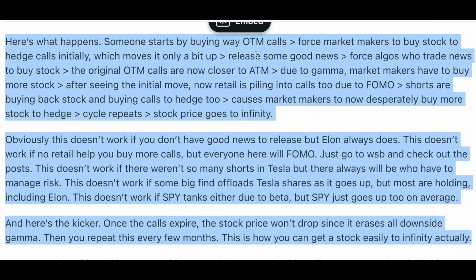Then you get good news release. This used to happen all the time for Tesla when it was raging, right? That forces algos who trade news to buy stock. The original out of the money calls are now closer to at the money due to the gamma, right? Market makers have to buy more stock after seeing the initial move. Now retail is piling into the calls due to FOMO. Shorts are buying back stock and buying calls to hedge too. This causes market makers to now desperately buy more stock to hedge. Then the cycle repeats, and then the stock price goes to infinity, okay? And so I hope that makes sense.